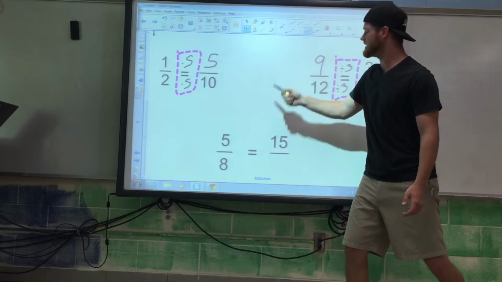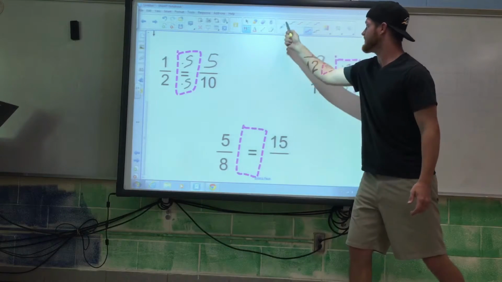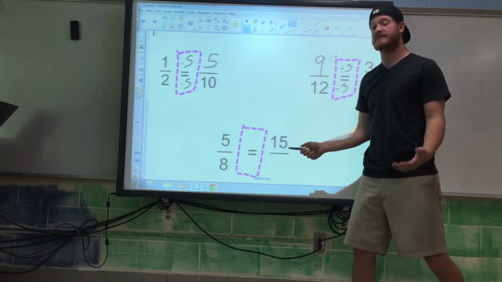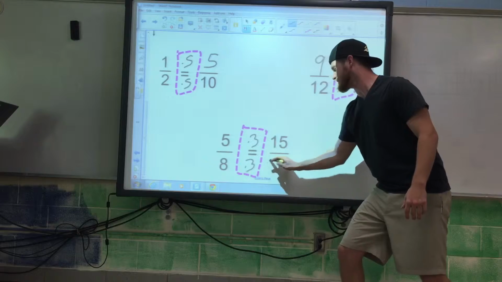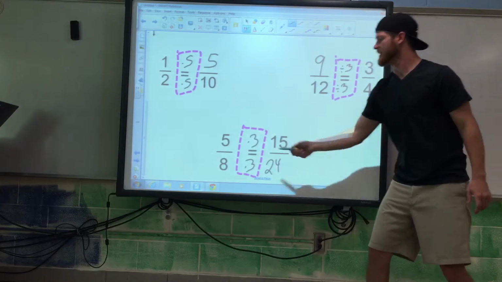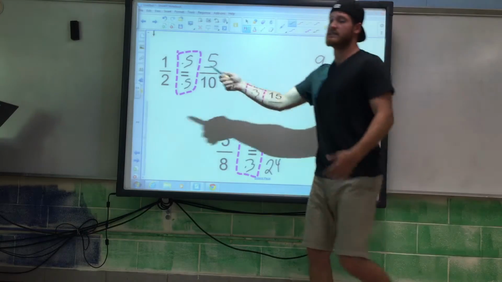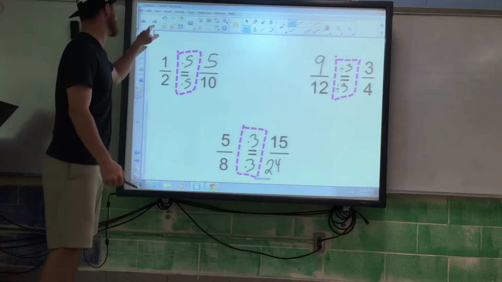Last but not least, this guy down here. What do you do to 5 to get to 15? You say multiply by 3. What you do to the bottom, do to the top. 8 times 3 is 24. These are all equivalent fractions, just with different numbers.